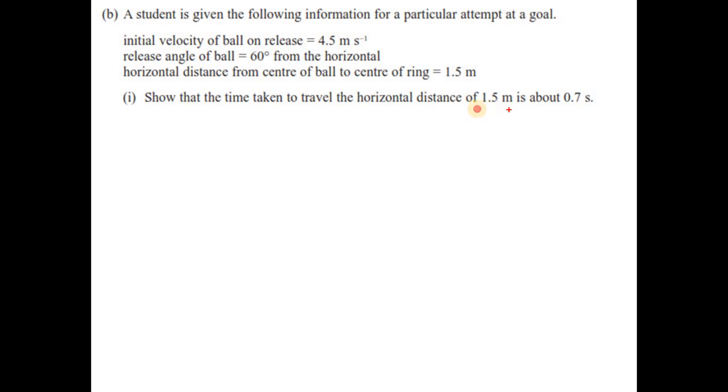So horizontal distance is given, and velocity and the angle are given. In projectile motion, for horizontal distance we always use the equation for uniform motion, S equals ut. But remember, this u is not just the velocity given here, because it's a projectile. For horizontal distance, we use horizontal velocity, so u should be the horizontal component of the given velocity, that is, 4.5 cos 60.